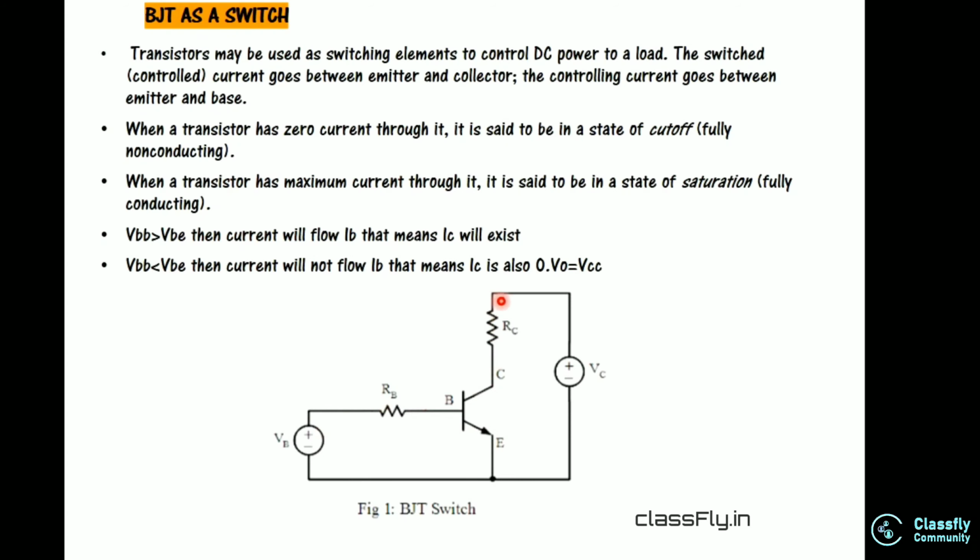As IC is there, we will get the output here. This states that it is in a state of saturation mode, or in a state of fully conducting mode. So this is the basic of how BJT as a switch works.